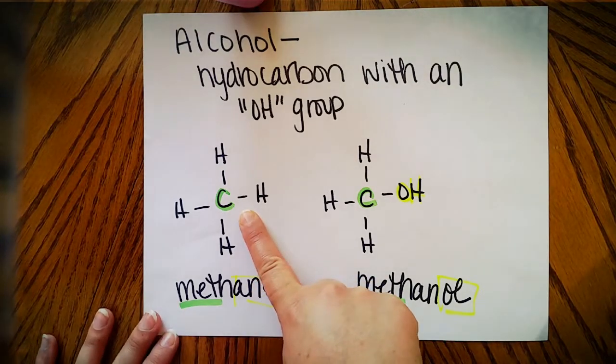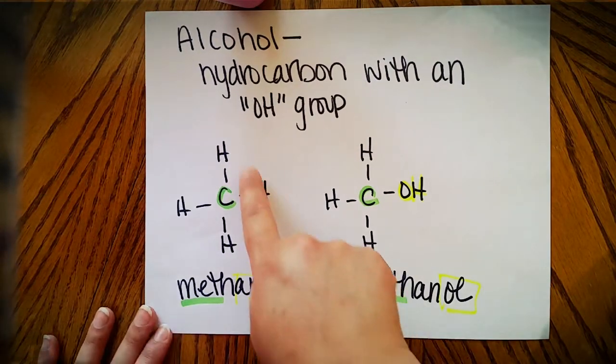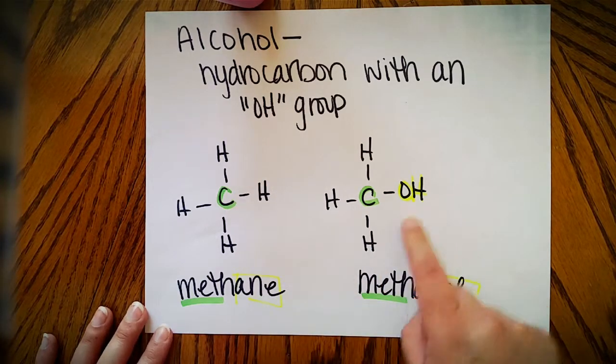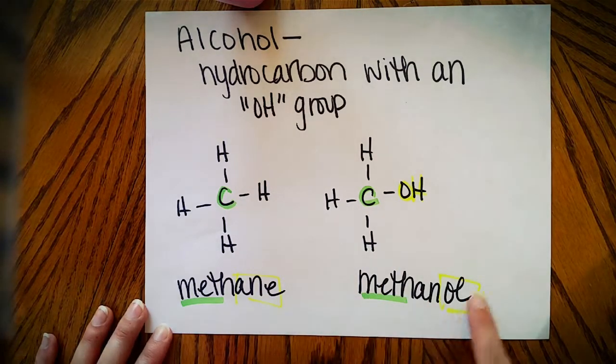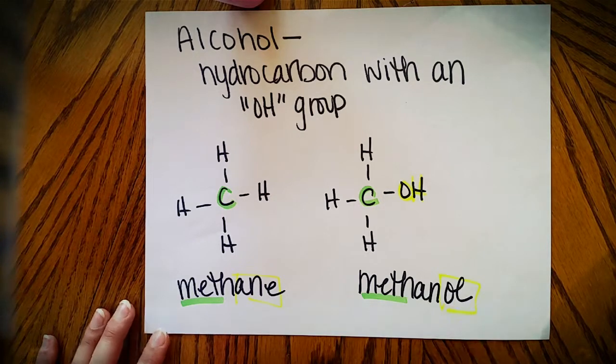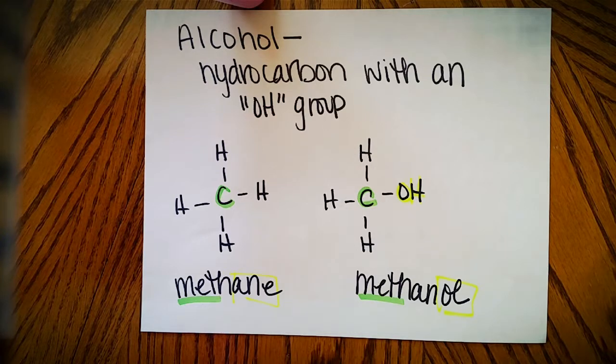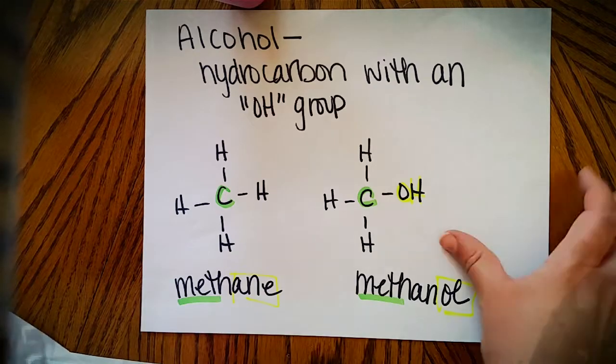So here's methane. Again, meth, it has 1 carbon, has a total of 4 bonds around it. If we take that hydrogen off and replace it with an OH, we get methanol. This ol ending means it's an alcohol. So a hydrocarbon with an OH instead of an H in any of those spots makes it an alcohol. Simple, simple, simple. Okay, so now the last part of your notes, we have some examples.